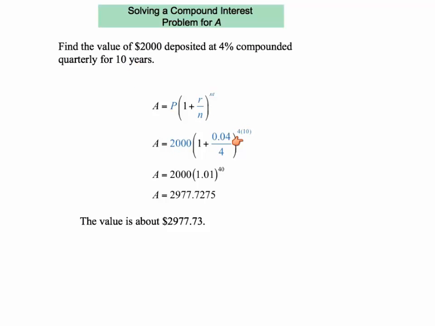And the time is given as 10. Everything is given to us. That's all we have to do, just substitute these values. 1 plus 0.04 over 4, we can use our calculator. That adds up to 1.01 to the power of 40 times 2,000. The rest, we're just going to use our calculator. So the value is about $2,977.73.